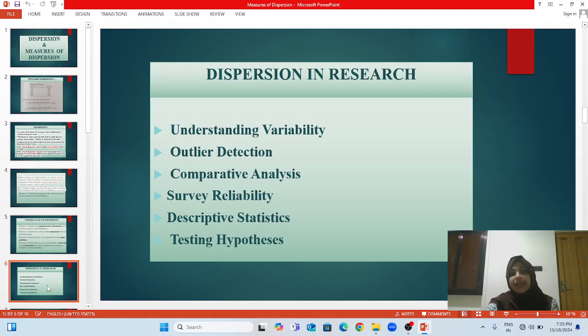Then the second one is outlier detection. What is an outlier? An outlier is an extreme value that is shown in a data set. That means if 5 is the central point, then minus 5 is the least value of that data set. Let's imagine minus 5 is the smallest and plus 15 is the highest value of that particular data set, and we are fixing 5 as the mean value. Then minus 5 and plus 15 are the extreme values, and they are the outliers.